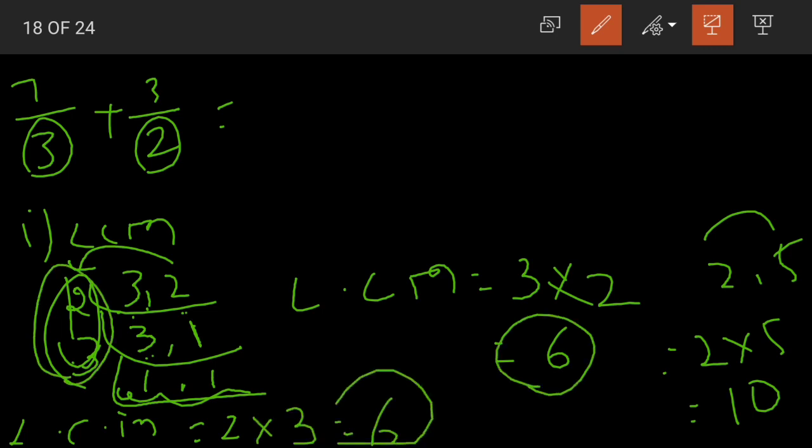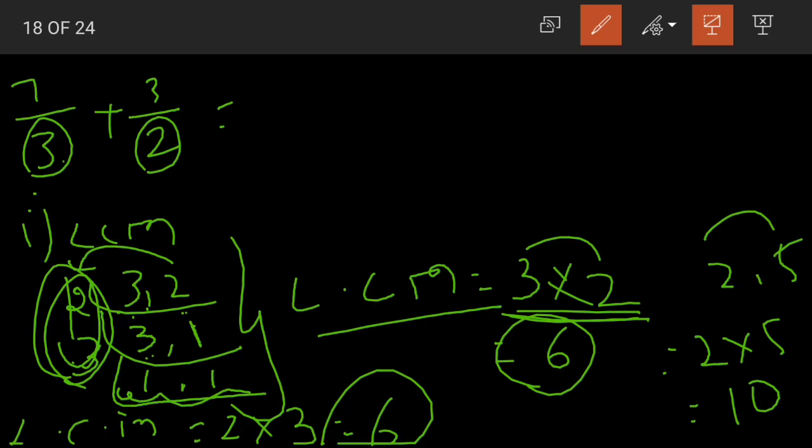The same, right? Instead of performing such a big calculation, we can simply use this rule, which is applicable only when the denominators are prime numbers. Clear students? When the denominators are prime numbers, their LCM becomes the product. 3 into 2 is equal to 6. 7 by 3 plus 3 by 2. Now we got the LCM as 6, right?